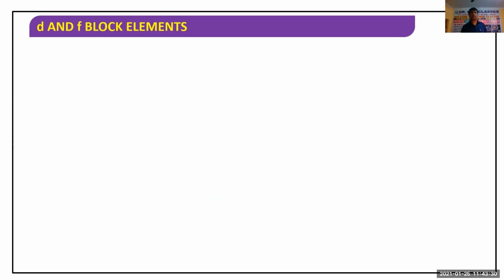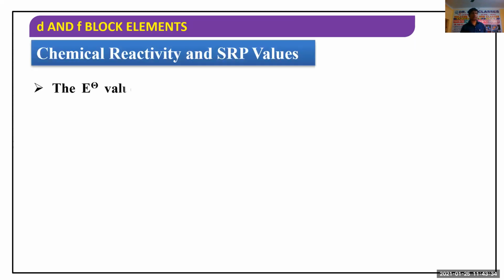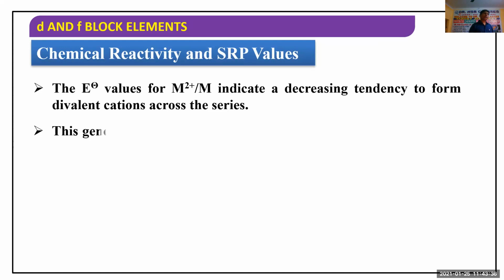Chemical reactivity and standard reduction potential values. E0 means standard reduction potential. So the E0 values for M2+/M indicate a decreasing tendency to form divalent cations across the series.